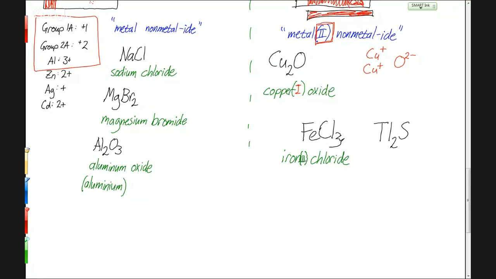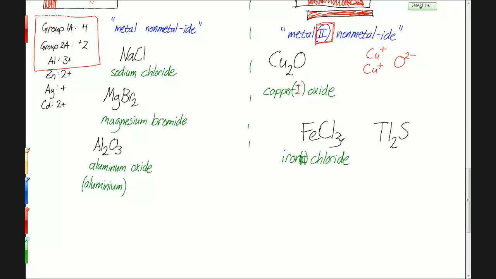3, right? It looks like 2. Let me try it. 1, 2, 3. Iron 3 chloride. So we take the thing apart. We find that there are 3 Cl minuses. Add those all up and you get -3. That means we need the iron to be +3 to compensate for that.